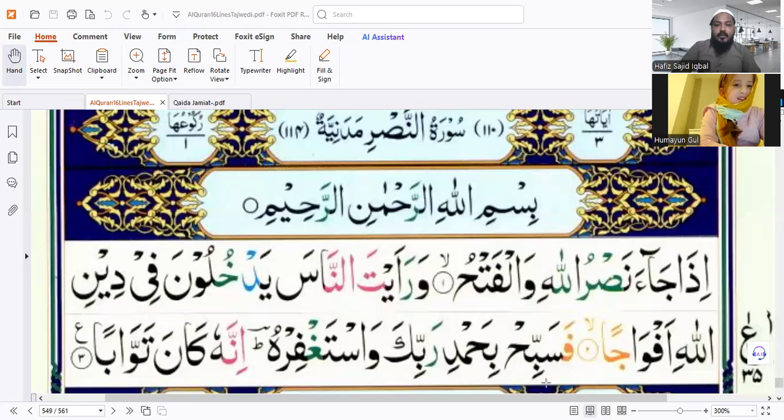Read properly, no matter if you have a short lesson. Read with tajweed manner. Tajweed is the order of Allah, like we perform namaz five times every day, that's Allah's order. Similarly, to read the Quran with tajweed, with manners, is also Allah's order. So try this new lesson.